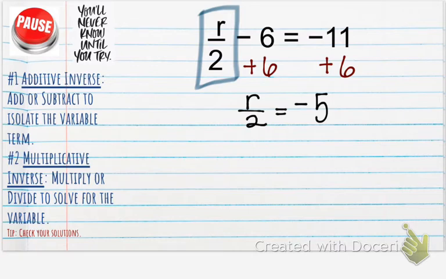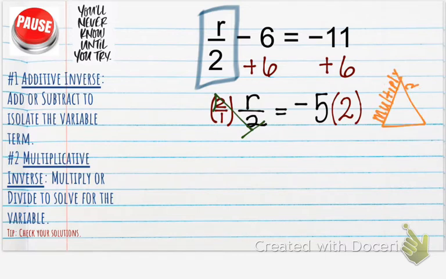Now we have r divided by 2. What would thing 1 and thing 2 do? What is the opposite of dividing by 2? So let's go ahead and multiply by 2. We get 1 times r, which is r, and we get negative 5 times 2. Now what's a negative times a positive? A negative times a positive is a negative, so therefore it's going to be negative 10.